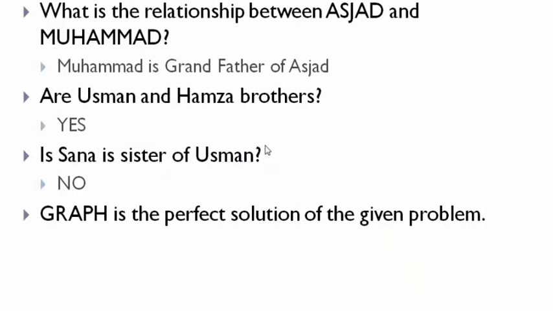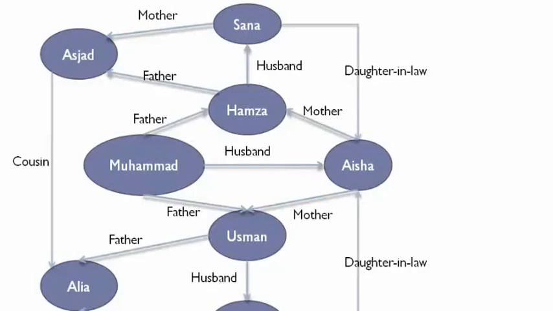Information can easily be extracted using the family graph. Here are some questions to show you how we can extract information from the family graph that I have just shown. What is the relationship between Azhar and Muhammad? Let me show you the graph again. Now, here you can see with this structured information, you can tell me the relationship between Muhammad and Azhar is of grandfather. Muhammad is the grandfather of Azhar.